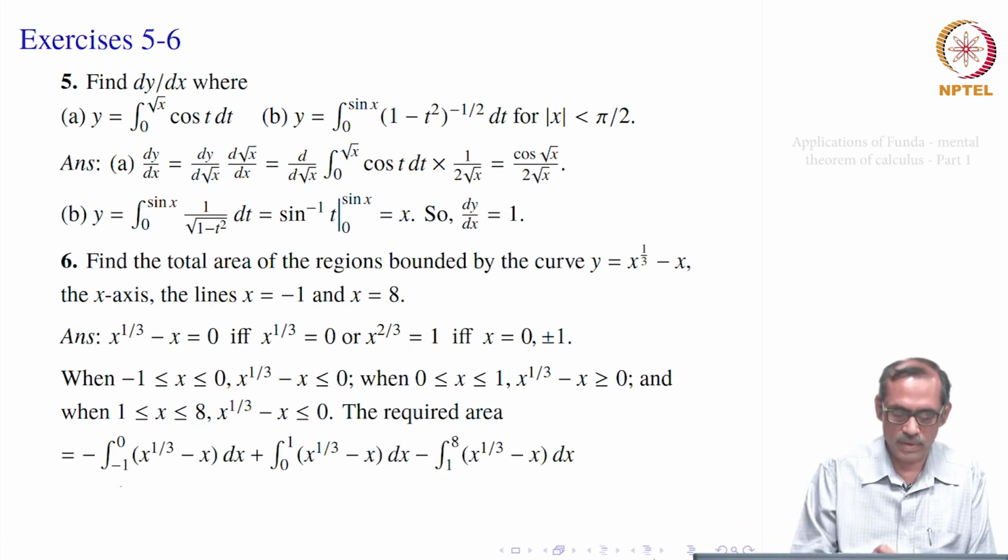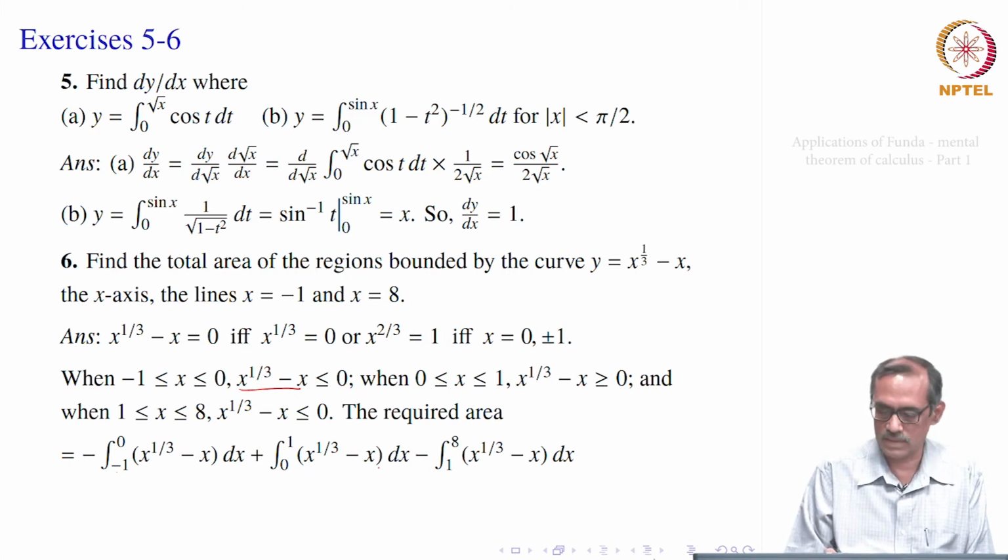So, the required area we can write as, since it is -1 to 0, it is negative, we should put a minus sign to get the actual area. So, minus of x to the power 1/3 minus x, that becomes now mod of this. So, minus is outside and then 0 to 1 it is greater than or equal to 0. So, mod of that is itself x to the power 1/3 minus x and 1 to 8 is negative. So, it is minus 1 to 8 x to the power 1/3 minus x dx.